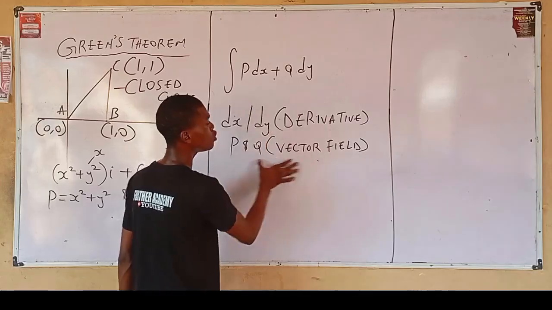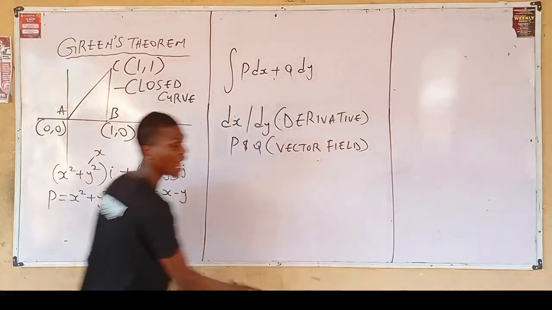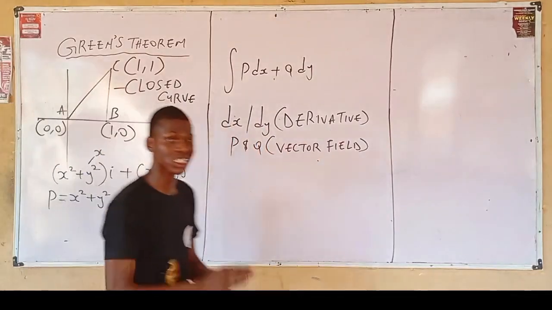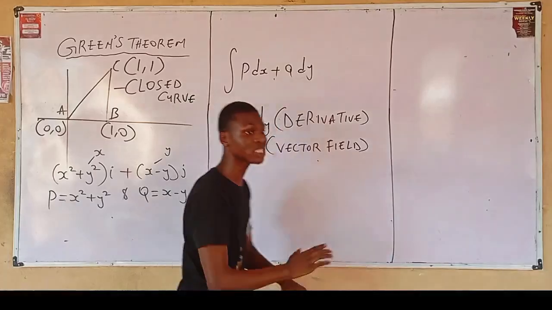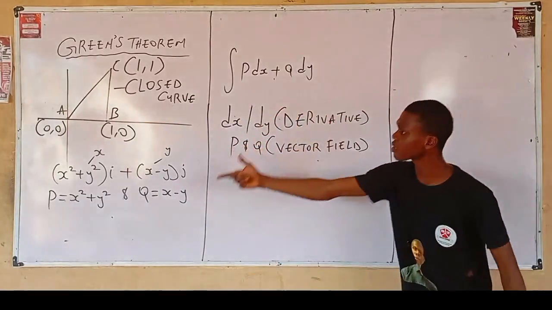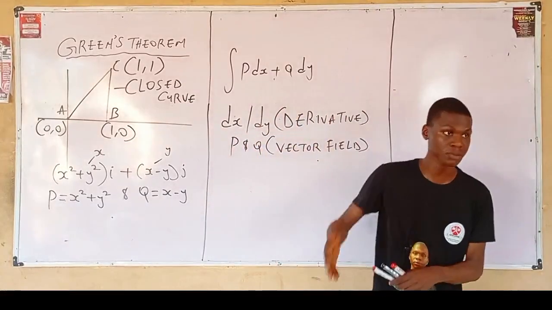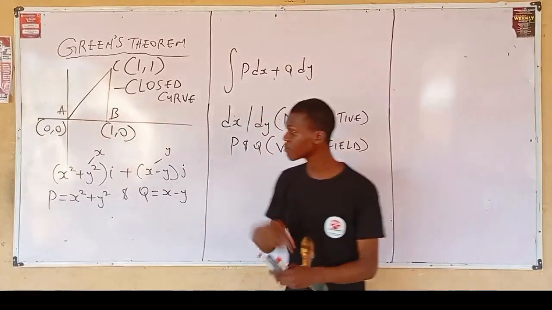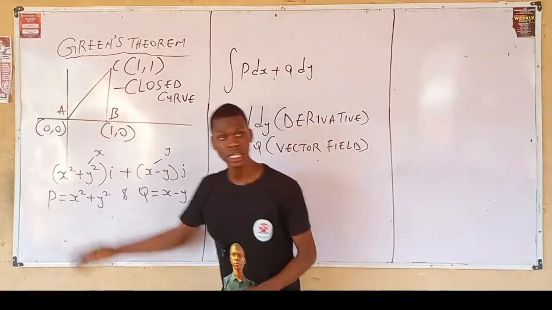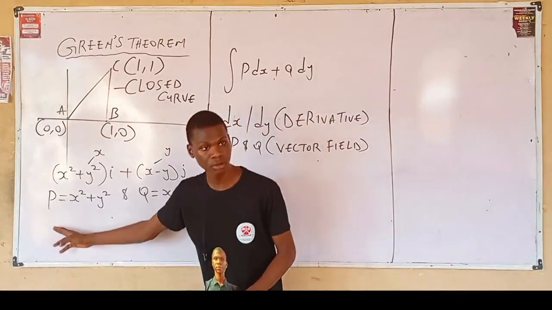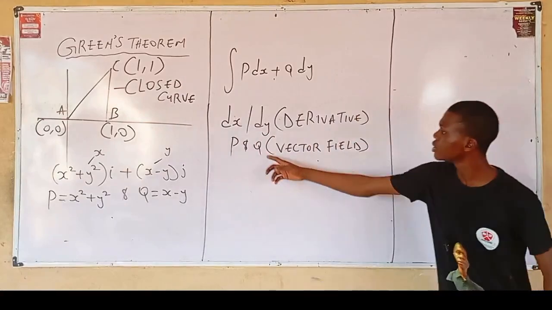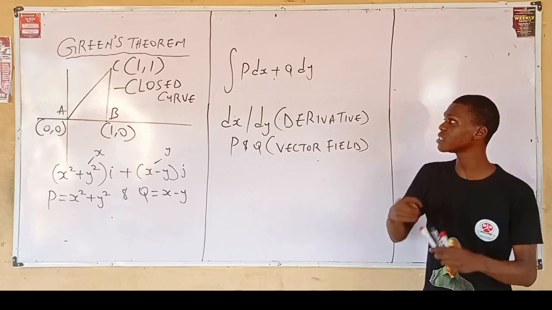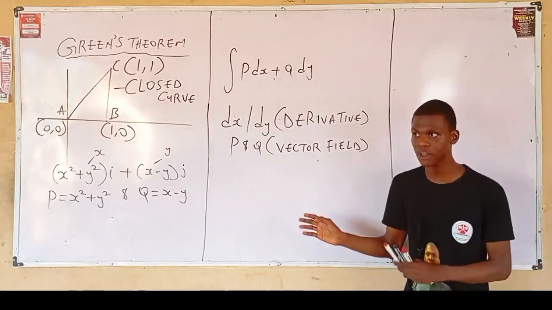Now from here we said we are making use of this. We said P and Q are the vector field, right? We've identified the vector field. For each segment, we are applying this line integral. The vector field remains constant for each segment. Segment A, this is your vector field. Segment B, this is your vector field. Segment C, this is your vector field. What varies is the derivative, meaning the dx and the dy.